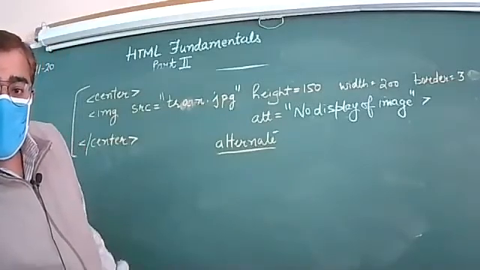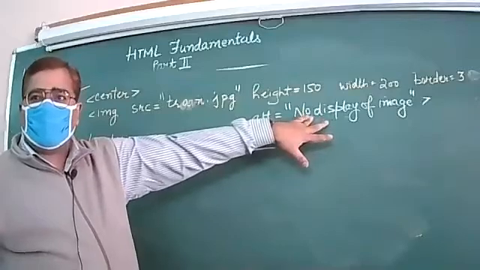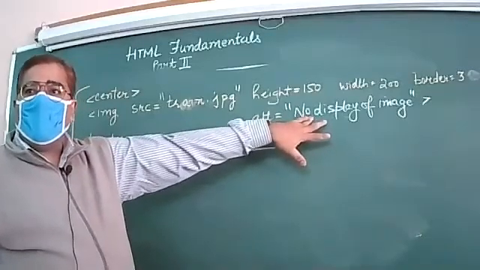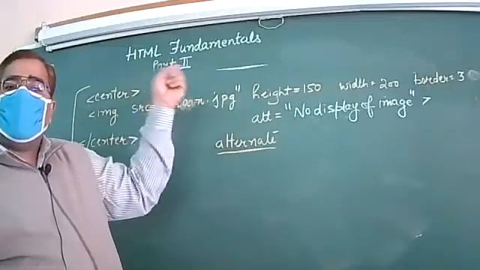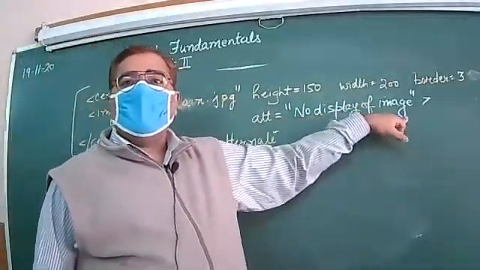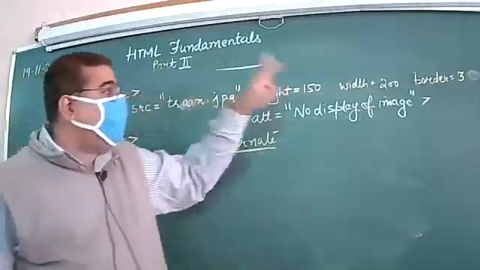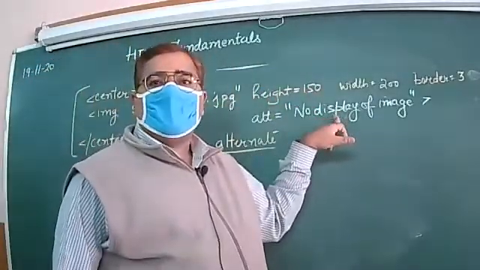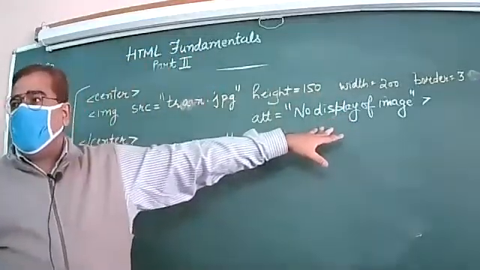All right. Alt means a message, any message that you write as a value of alt attribute. When browser is unable to display the image, alternative to that, some text will be displayed. This image is not displayed, so instead of this image, you will see this text, the message that you have given over here. Clear?